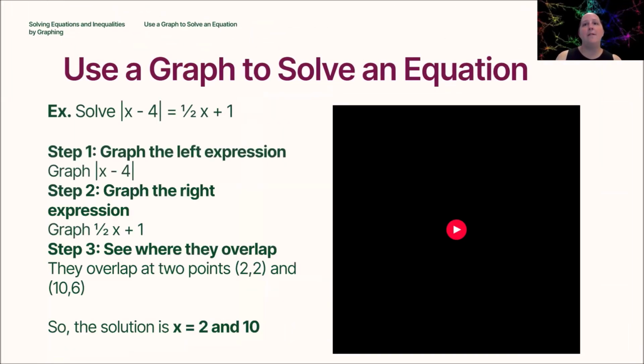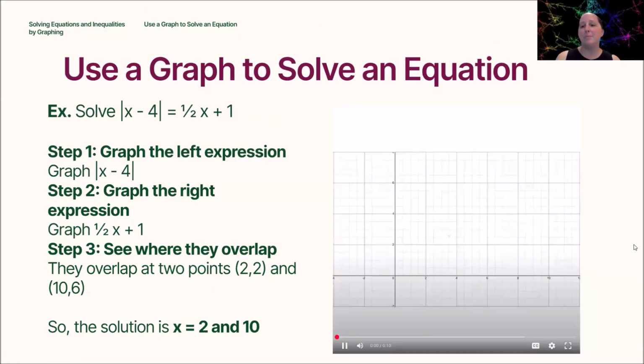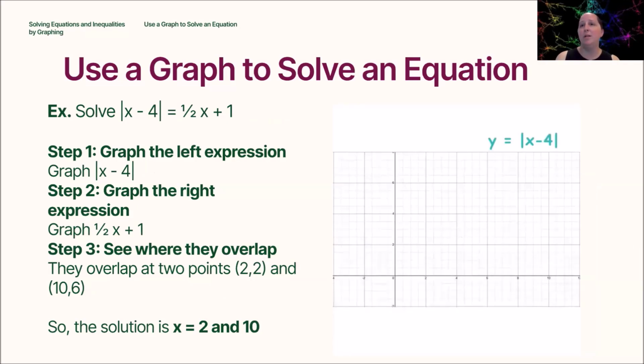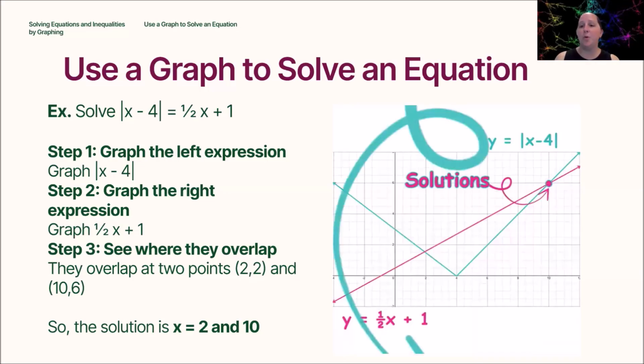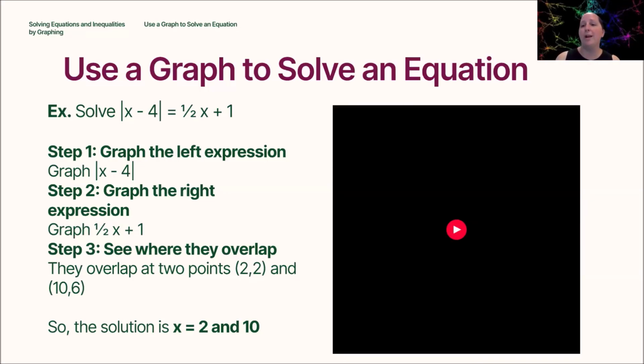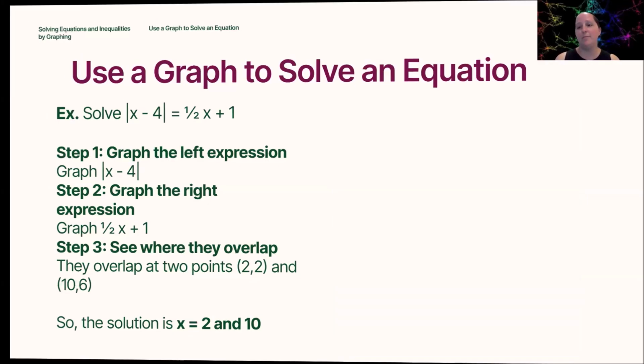So I'm going to use a graph to solve the absolute value of x minus 4 equals 1/2 x plus 1. So again, I graph my left side, and then I graph my right side. And in this case, they're overlapping at 2 different points. So I have 2 solutions, one at 2 and one at 10.